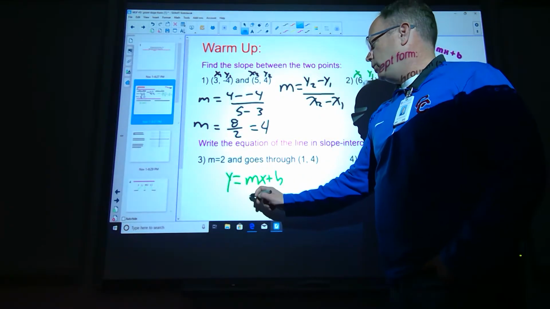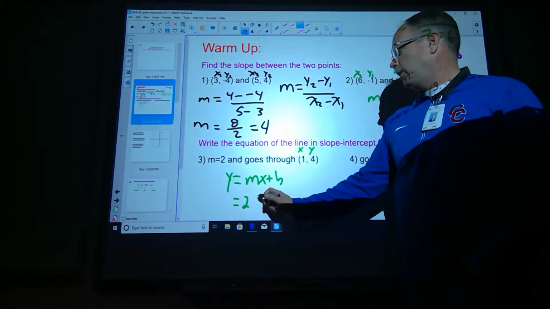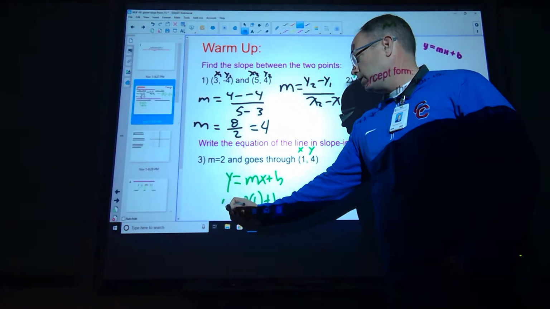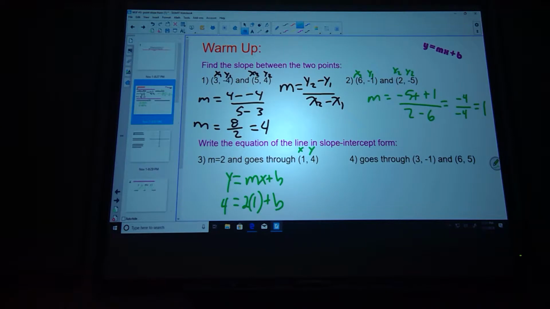And I know the slope is 2. And I know this is an x and that's a y value. Agreed? So I get to that. So what am I solving for on this problem? What letter am I solving for?